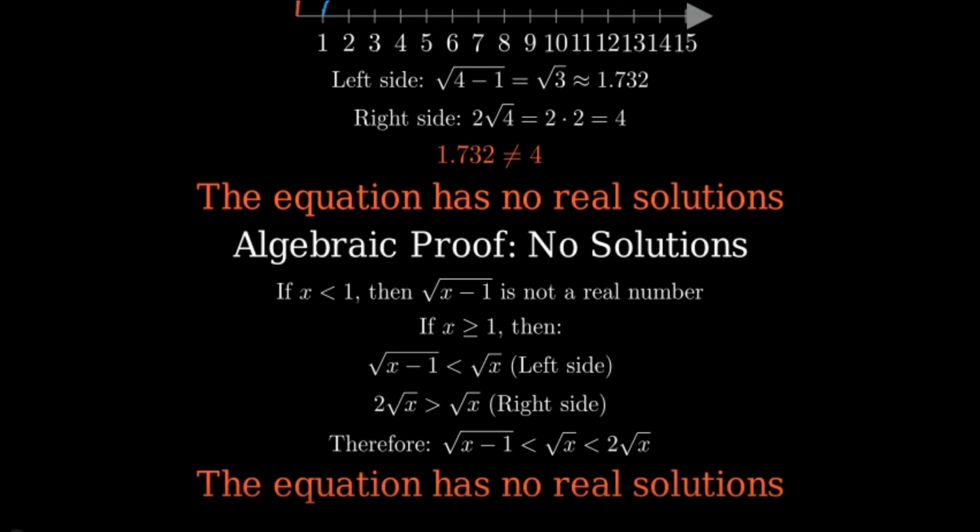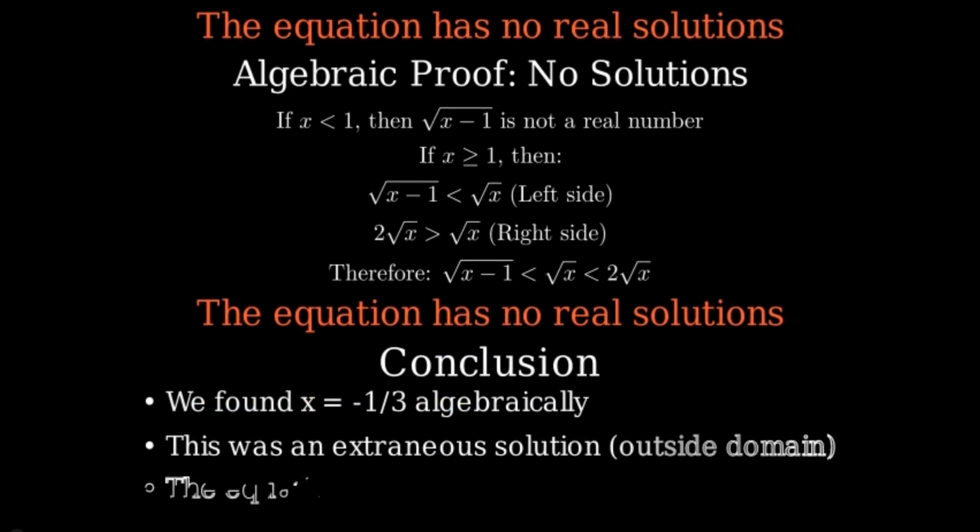In conclusion, this problem illustrates the importance of checking for extraneous solutions. Our algebraic steps led us to x equals negative 1/3, but this was an extraneous solution because it's outside the domain of our original equation.